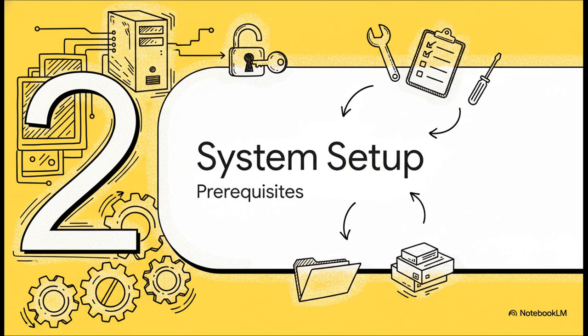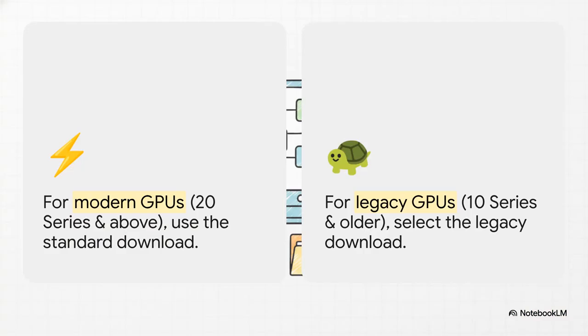Moving on to Section 2, System Setup and Prerequisites. Now, preparing our system first is exactly how we prevent those frustrating roadblocks later on. Picking the right file is half the battle. If you're using a Windows machine with an NVIDIA graphics card, you've got two primary options for the portable download. If you have a modern GPU, meaning a 20 series card or newer, you'll want the standard portable download, which packs Python 3.13 and PyTorch CUDA 13.0.